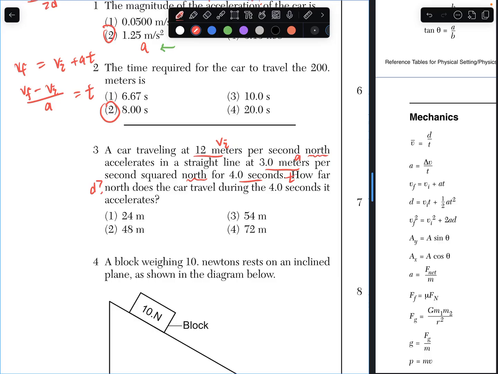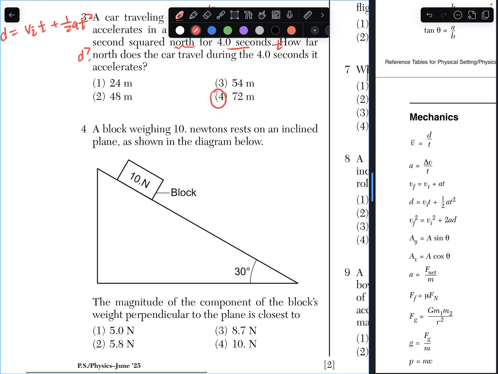So which equation relates those? We have D equals ViT plus 1/2 AT squared. And I'm just going to plug in. So Vi is 12, T is 4, and then plus 1/2 A, which is acceleration, so it's 3, T squared, which is 4 squared, and I get 72. So the answer for number 3 is 4.